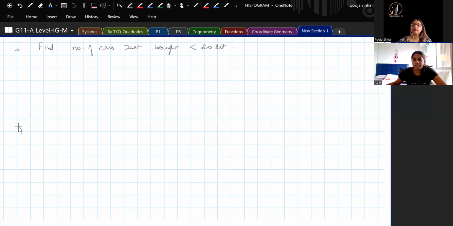What all chapters are coming for your test? These three chapters, then quadratics, functions, coordinate geometry, and circular measures. Not trigonometry. We've not finished trigonometry. I think we only did circular measures. We have started the basics, but we have not actually gone into trigonometry.